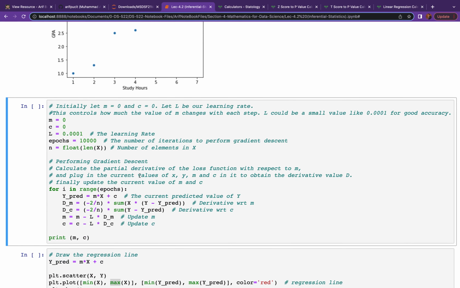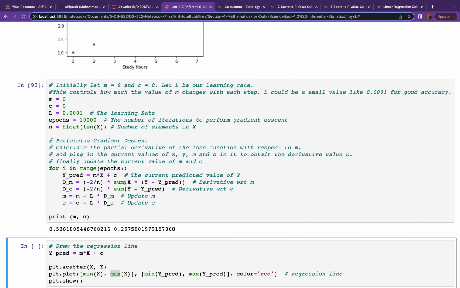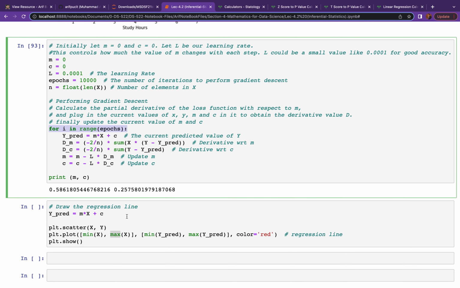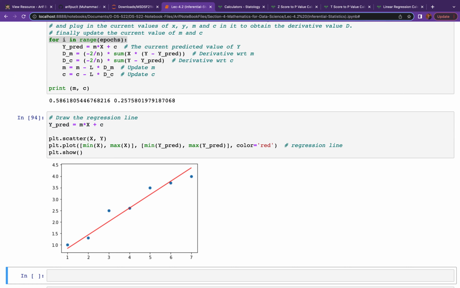And over here, let me run the code of this cell as well. And over here, I'm just calculating the new slope and the new y-intercept after executing the above algorithm epochs times, that is 10,000 times. So this code actually computes the slope and the y-intercept of the best fit line by taking certain derivatives. And over here I have just used the plot method to plot 2 x values and 2 predicted y values to draw the regression line in red color.